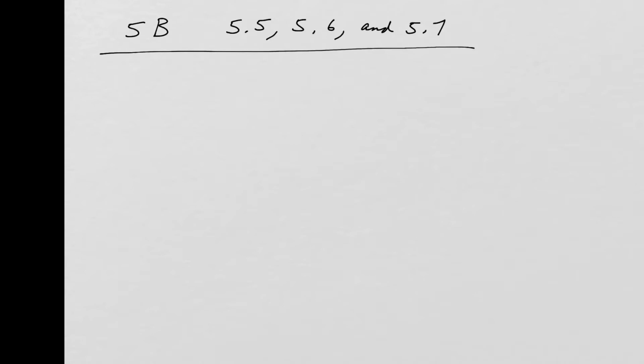Okay, so 5.5 first. Last time we talked about adding and subtracting polynomials, or we gave basic definitions of what a polynomial is. So 5.5 is going to start with talking about how to multiply polynomials together. So 5.5 is a multiplication of polynomials.